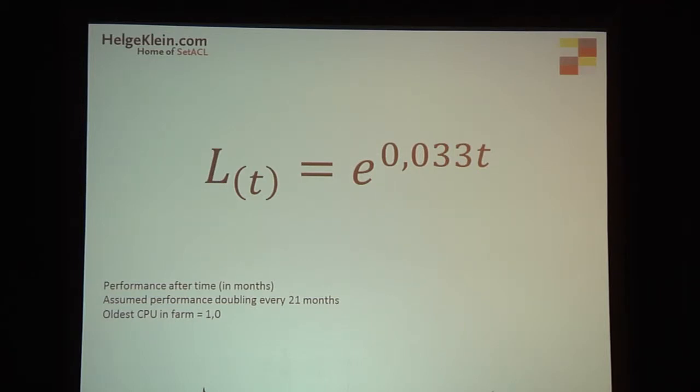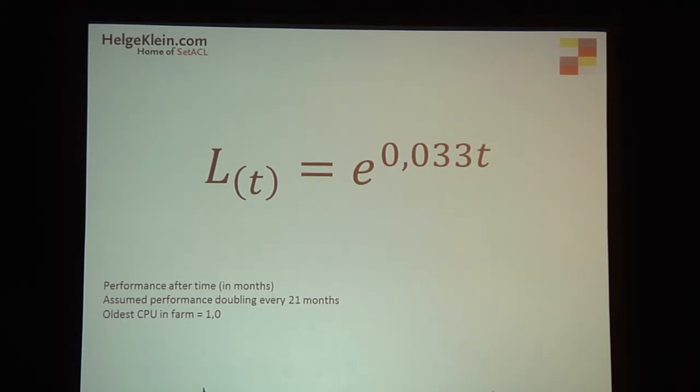Moore's Law is basically a graph that tells us if a CPU is from this year, its performance is here, and if a CPU is from a different year, if it is younger, it's higher. And I can calculate the difference in performance between those two CPUs extremely easily with a simple formula, e to the power of 0.033 t, where t is the difference in time between the releases of two different CPUs. So I just need to fill in t, and I get a value.